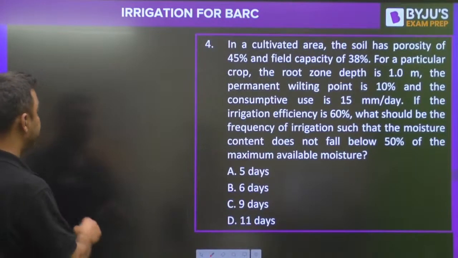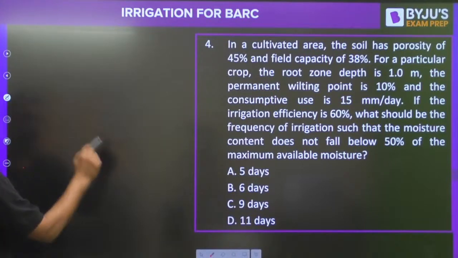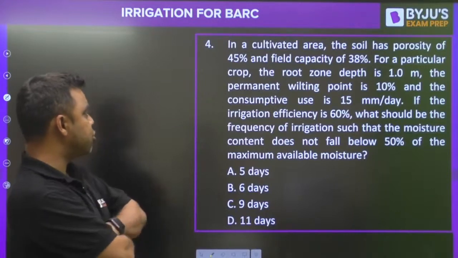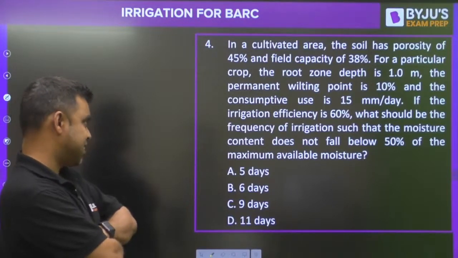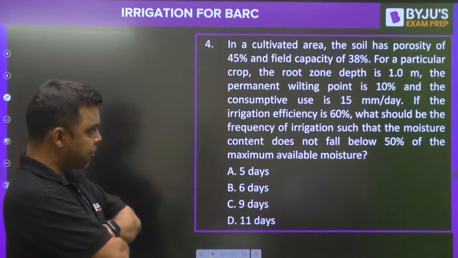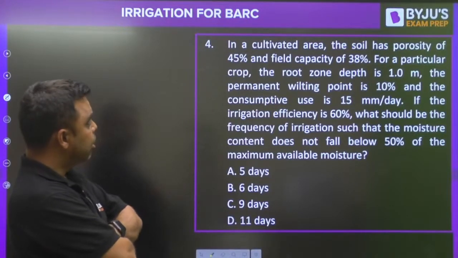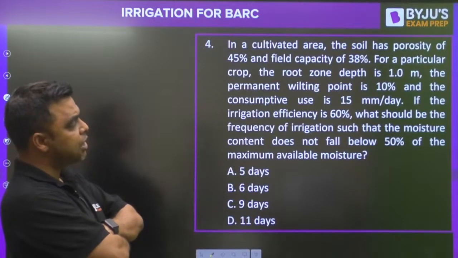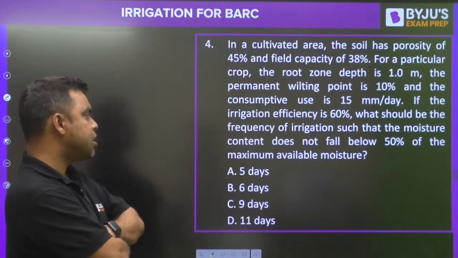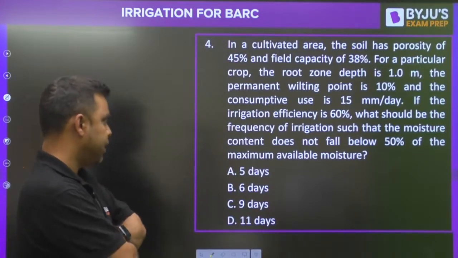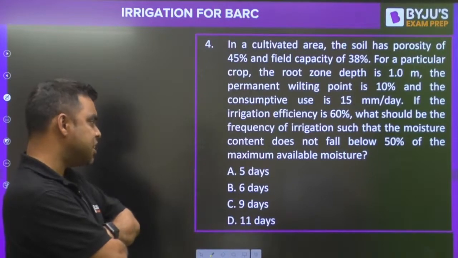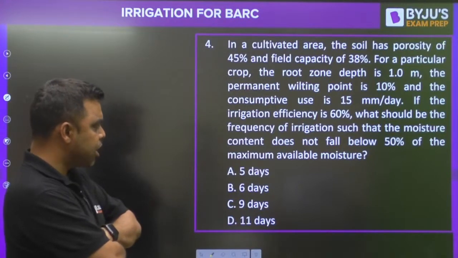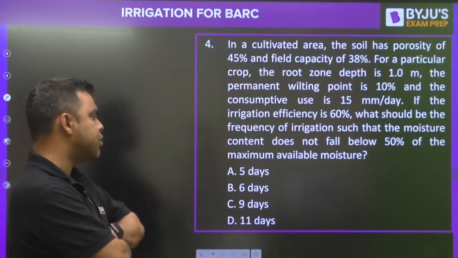This is the next question. In a cultivated area, soil has porosity of 45% and field capacity of 38%. For a particular crop, the root zone depth is 1 meter. The permanent wilting point is 10% and consumptive use is 15 mm per day. If irrigation efficiency is 60%, what should be the frequency of irrigation such that moisture content does not fall below 50% of available moisture?